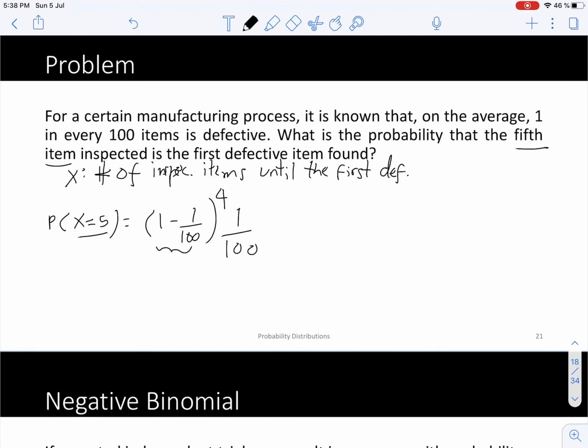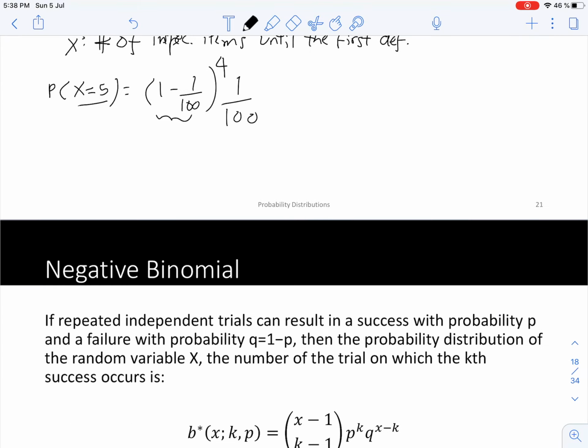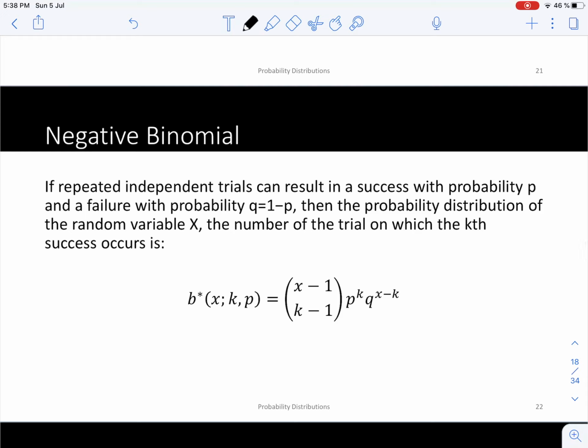Now, the next probability distribution can be considered as a generalization of the geometric one. So in the negative binomial, again, the random variable is not the number of successes. It is the number of the trial, but now on which the kth success occurs. So when k is equal to 1, it's number of trials until the first success occurs. So that's the same as the geometric probability distribution. But if k is equal to 2 or more, then of course this is negative binomial.